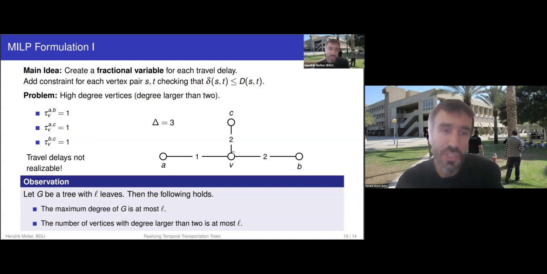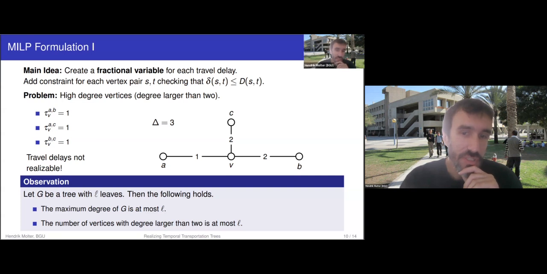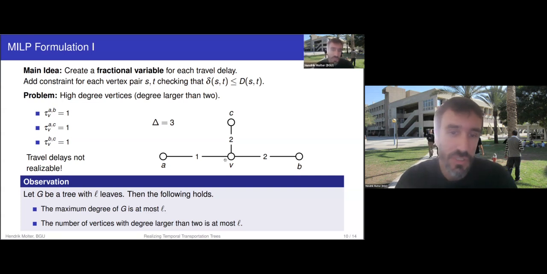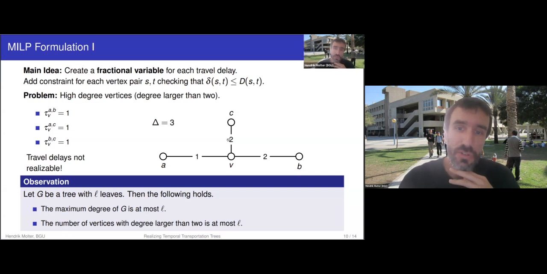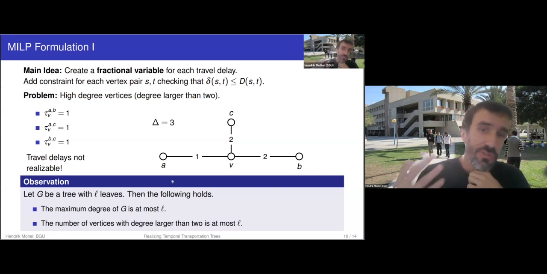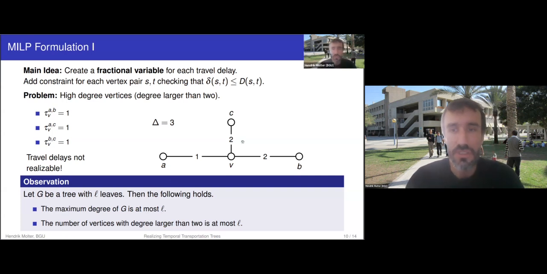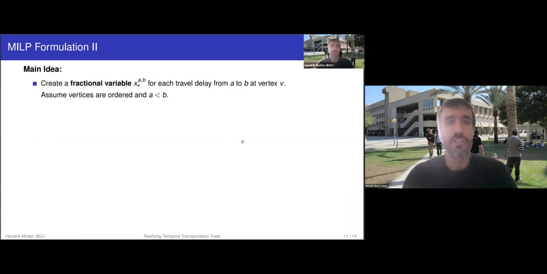But thankfully, this situation cannot happen too often, because if a tree has L leaves, then we can observe the following, that first of all, the maximum degree of the tree is also at most L, meaning all the high degree vertices have degree at most L. And also the number of vertices with degree larger than 2 is at most L. So the number of situations in which we have to add these additional constraints is bounded in our parameters. So we can introduce additional integer variables to try to deal with this. And this is essentially what we're going to do.